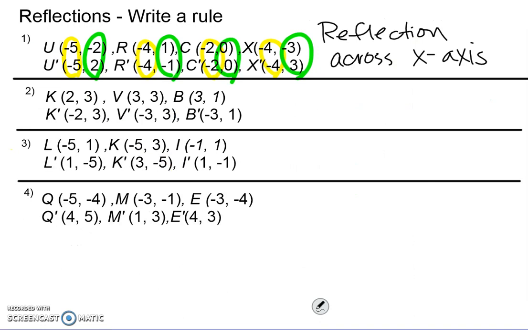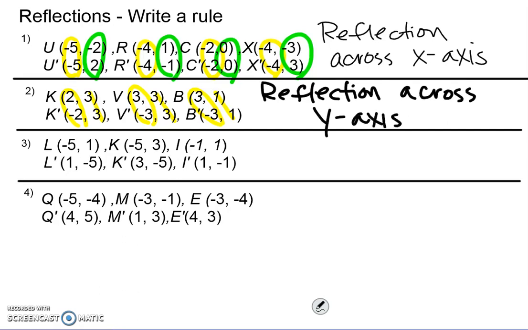Let's look at the next one. X changes signs, and then your y's stay the same. So this is going to be a reflection across the y-axis, because only the x value changes.